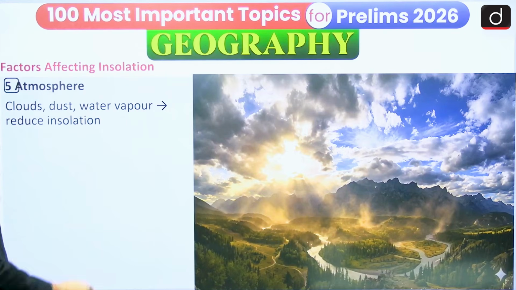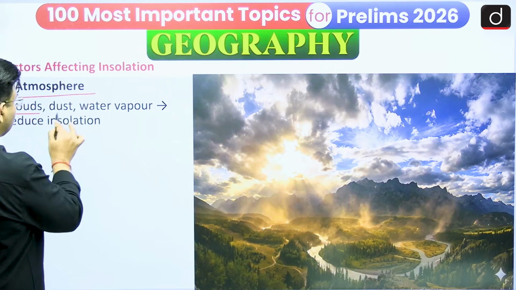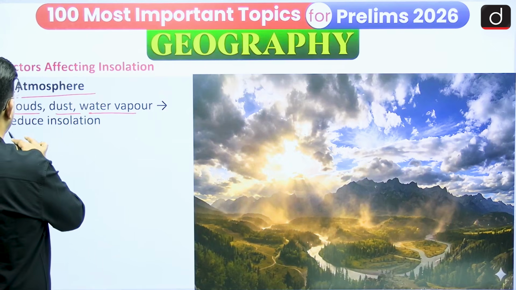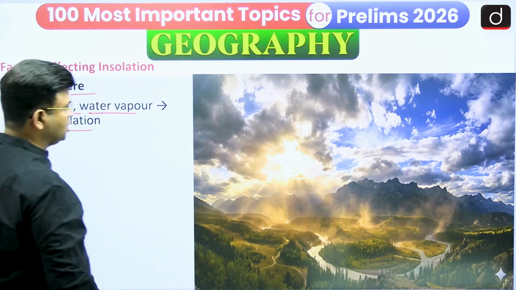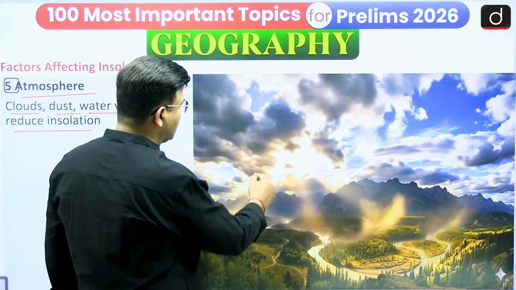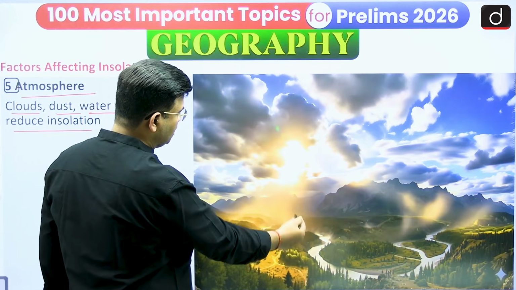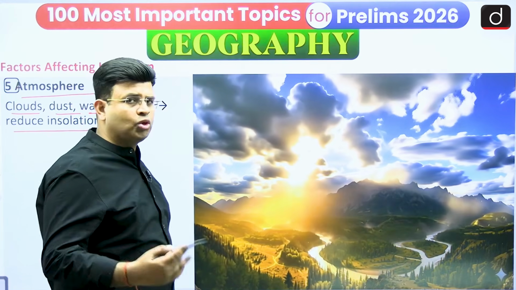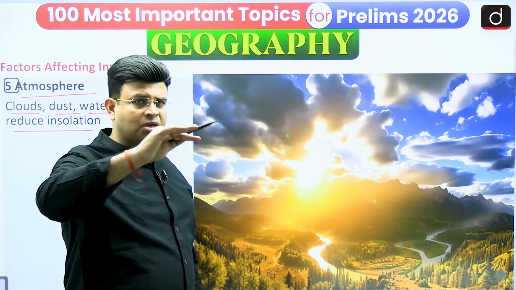And here I said that the atmosphere is also playing an important role. There is cloud coverage, dust, and water vapor, which reduce insolation. If there is cloud coverage, the sun's heating will be relatively less. In the equatorial region, the same thing happens because of cloud coverage.